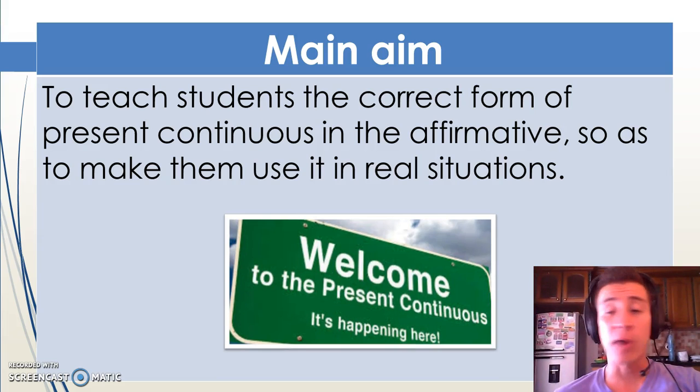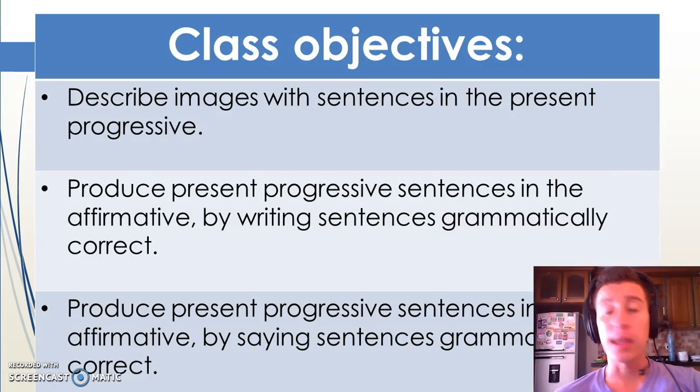Here we have the main aim of the lesson planning, which is to teach students the correct form of the present continuous in the affirmative, so as to make them use it in real situations. Here we have the class objectives. Describe images with sentences in present progressive. Produce present progressive sentences in the affirmative by writing them grammatically correct. And the third one, produce present progressive sentences in the affirmative by saying them grammatically correct.